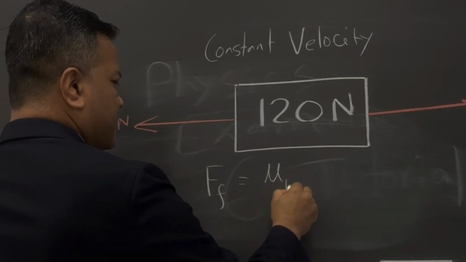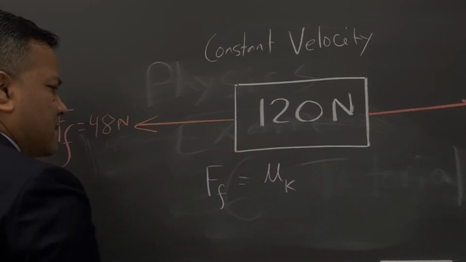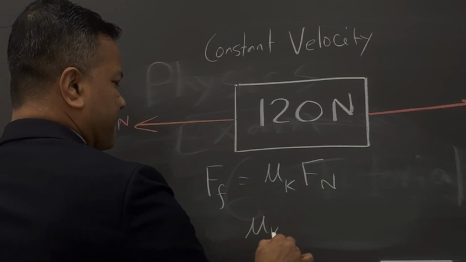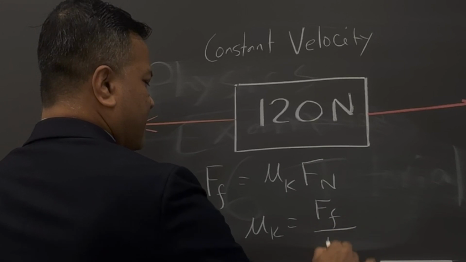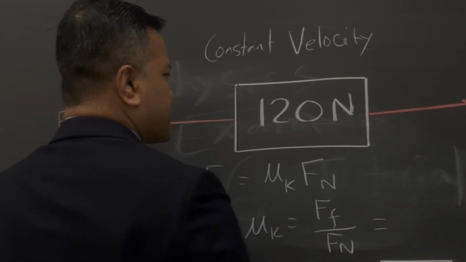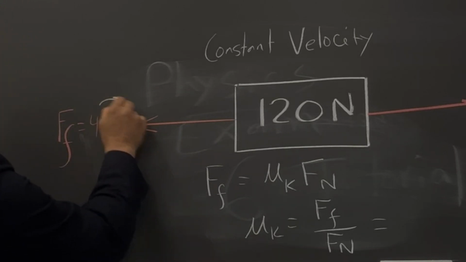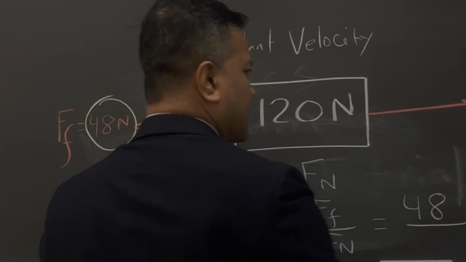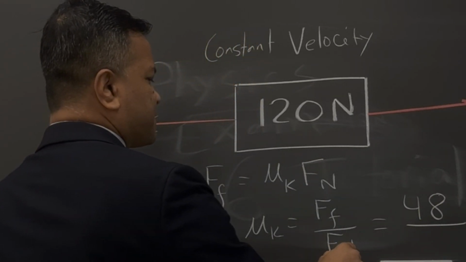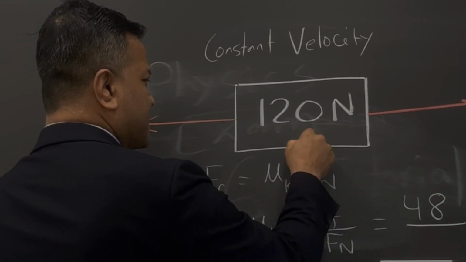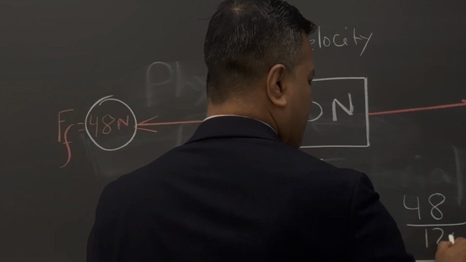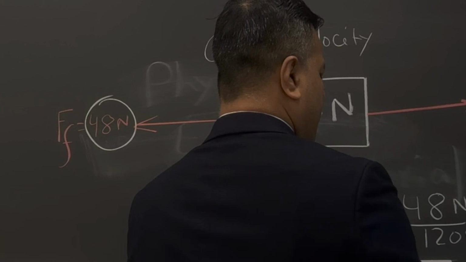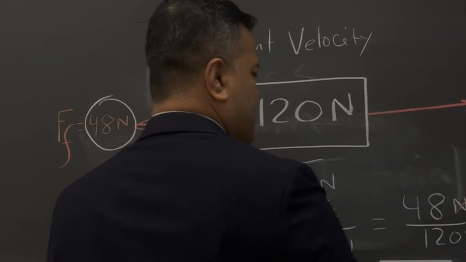So you can use the equation that F is equal to mu. I asked you to find the kinetic friction because the object is moving with constant velocity: Ff equals mu k Fn. So mu k is Ff over Fn. Ff is how much? 48 Newton. And Fn is how much? Fn is 120 Newton. So the answer is 0.4. Newton, Newton cancel, so you don't have any unit. So this is the answer.